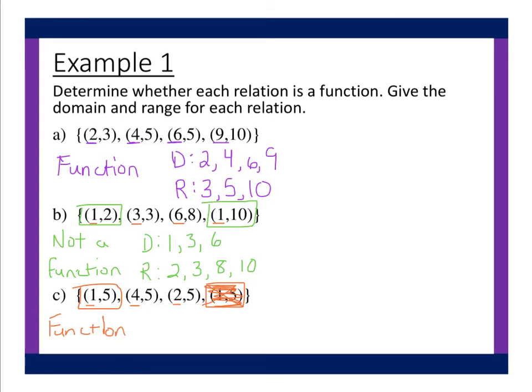That's an I, not an L. My pen didn't come up very well, sorry. So our domain would be 1, 4, 2, or you could put them in order and make it 1, 2, 4. And our range is just 5, because all of them are 5. Notice that it doesn't matter if our y's repeat, just that our x's repeated, or didn't repeat.